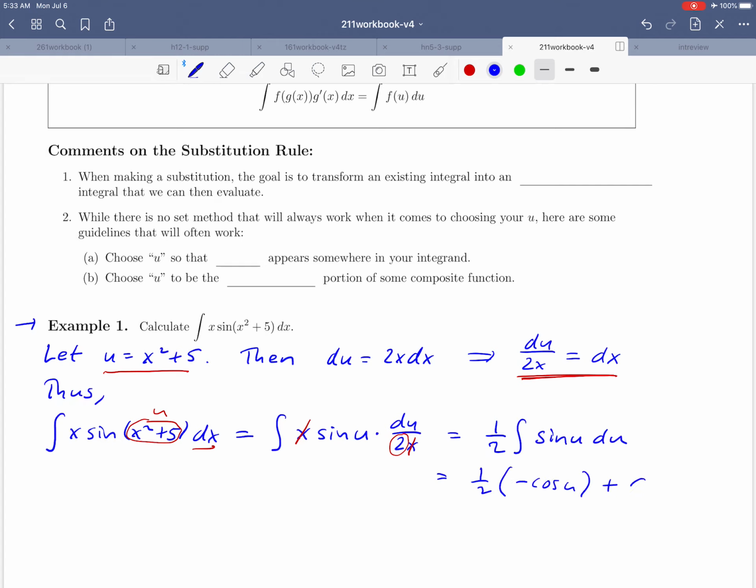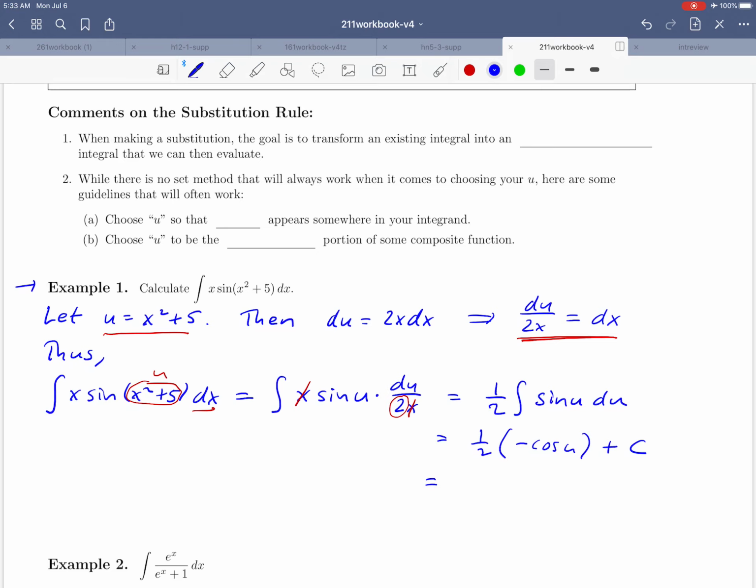The last step here is just to switch our variables back to x's. Looking back at our work, u is equal to x squared plus 5, so I'm going to resubstitute x squared plus 5 in for u. And there's our answer. That should be an antiderivative of the function that we started with.